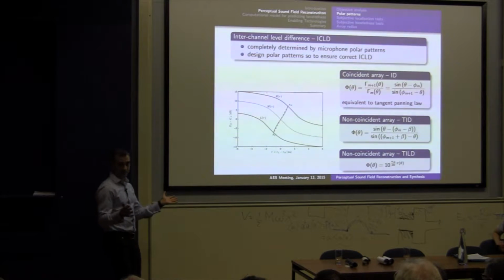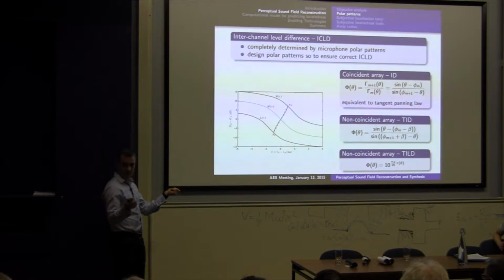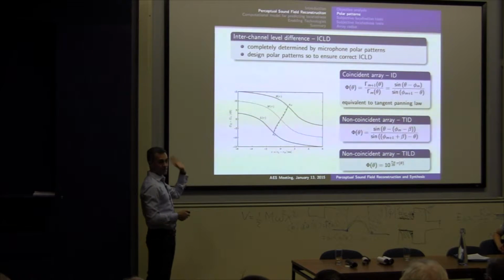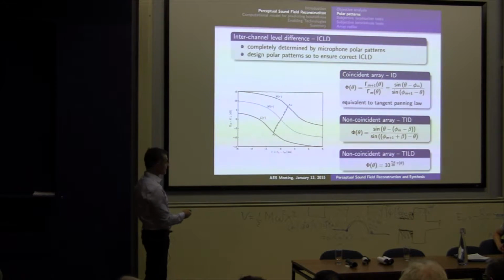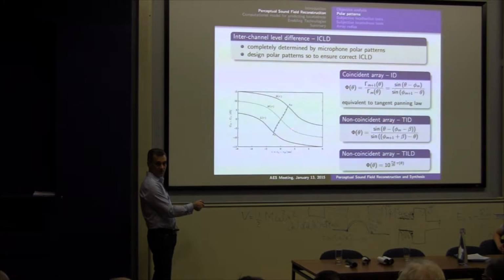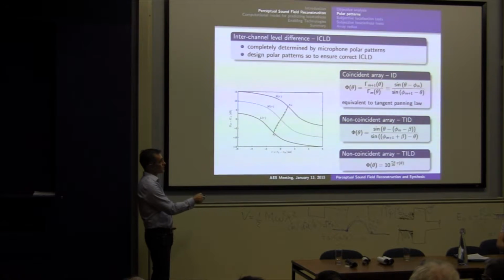Now, once we decide on the radius of the array and the angle between microphones, we immediately have the maximum interchannel time difference, which happens when the sound is coming from the direction of the left loudspeaker, and that sets this operating point here. And this is going to be the opposite when the sound wave is coming from the direction of the right loudspeaker. So for sounds coming from directions in between, we are going to have time and level differences operating somewhere on this curve.